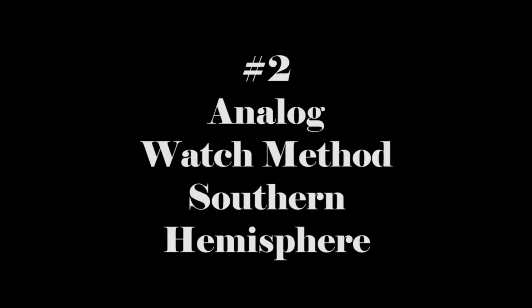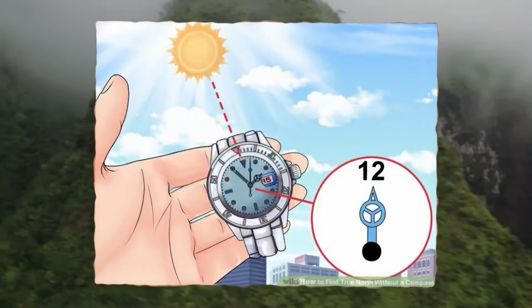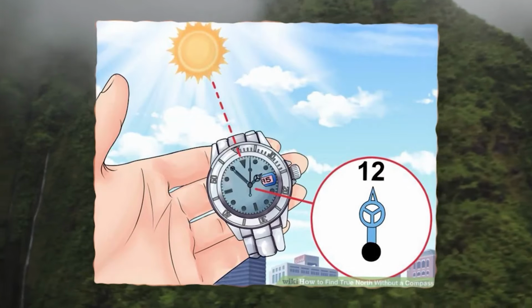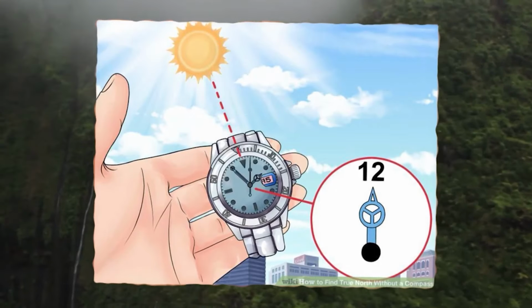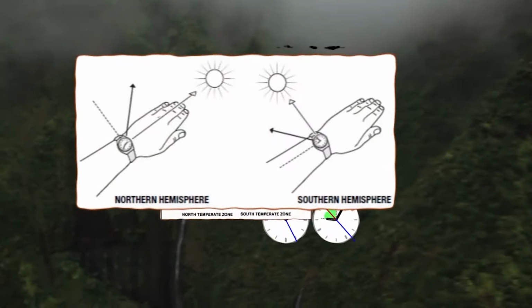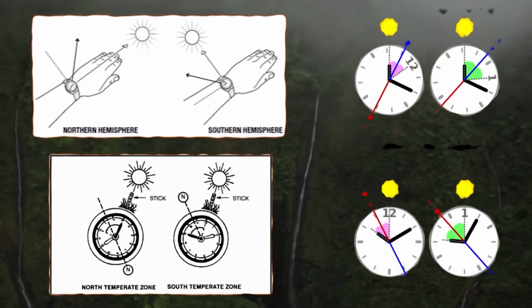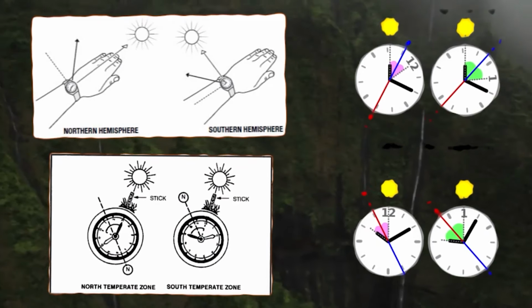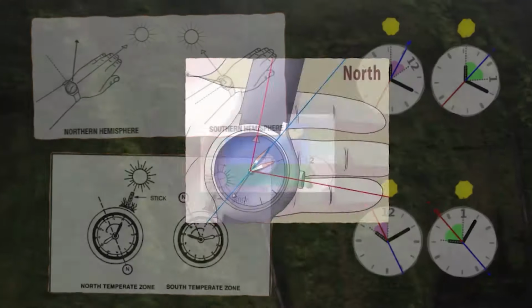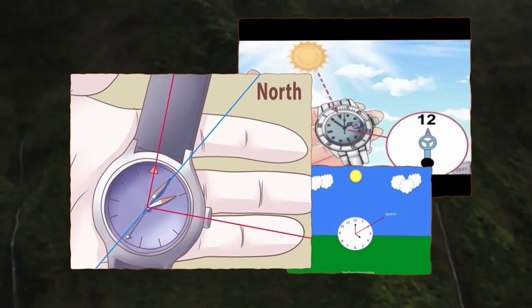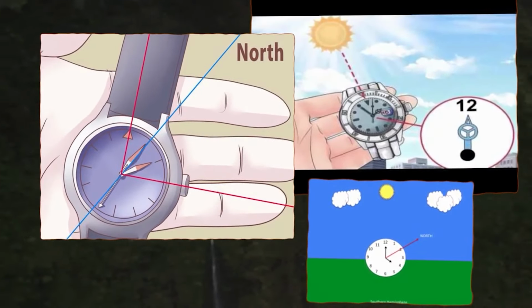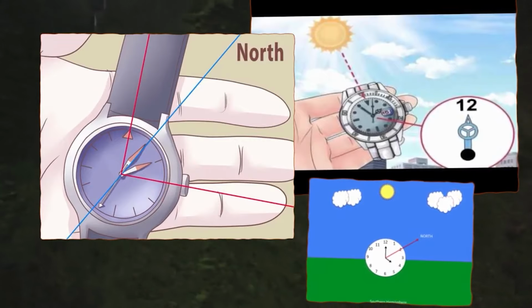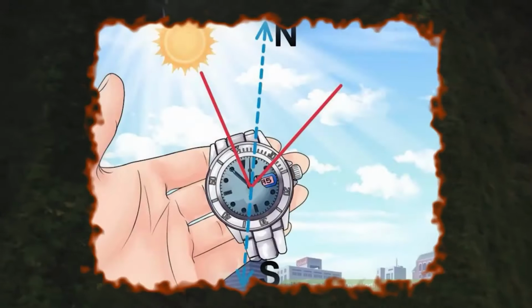Method 2, the analog watch method in the southern hemisphere. Hold the watch horizontal, flat, and place the 12 o'clock marking in the direction of the sun. The key difference between the northern hemisphere and southern hemisphere analog method is that in the southern hemisphere it is the 12 o'clock mark rather than the hour hand that you must line up with the sun. Then bisect the angle between the hour hand and the 12 o'clock mark, and this will point directly north. The exact middle of this angle is directly north.